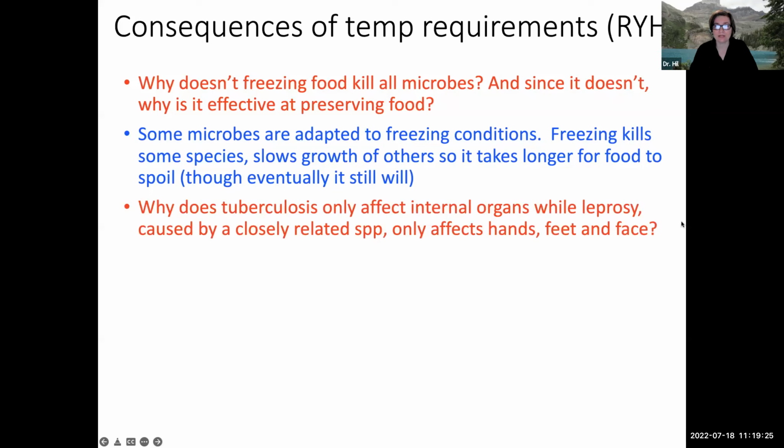Okay. All right, so next question. Mycobacterium tuberculosis, the causative agent of tuberculosis, and Mycobacterium leprae, the causative agent of leprosy, are interesting because they're very close relatives, but Mycobacterium tuberculosis only shows up in internal organs. Mycobacterium leprae, which causes leprosy, only has effects on the extremities. Why might this be the case?